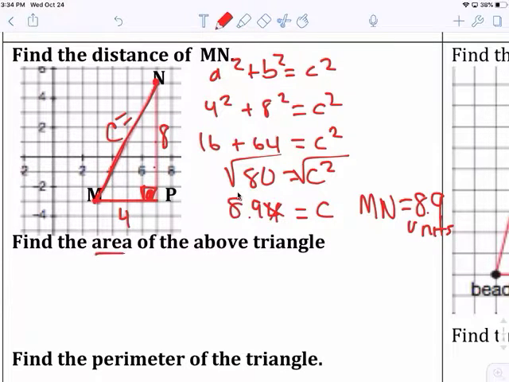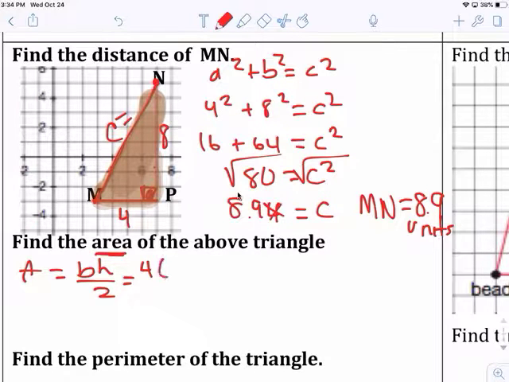Find the area of the above triangle. We need to find this area here. Remember, area is the land or the dirt inside the shape. Area is base times height divided by 2 for a triangle. So area is 4 times 8 divided by 2. That's the base, and that's the height. A and B is always base and height. You get 16 units squared.